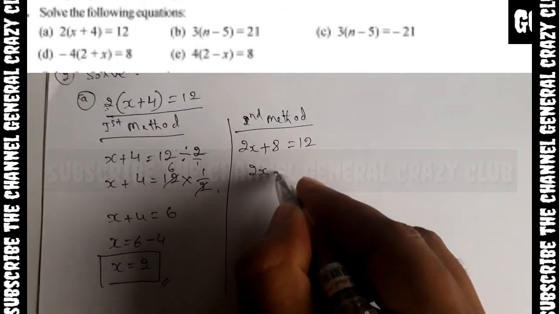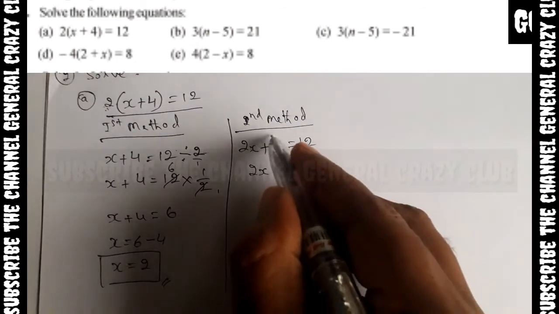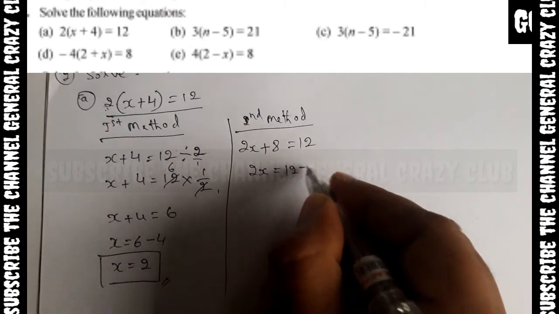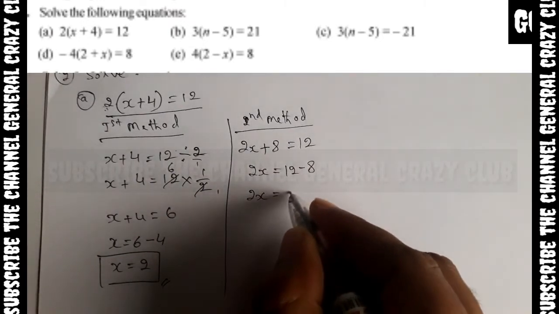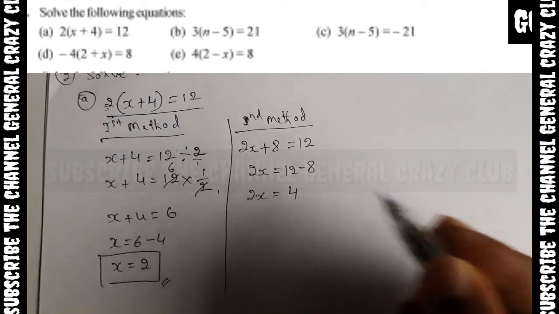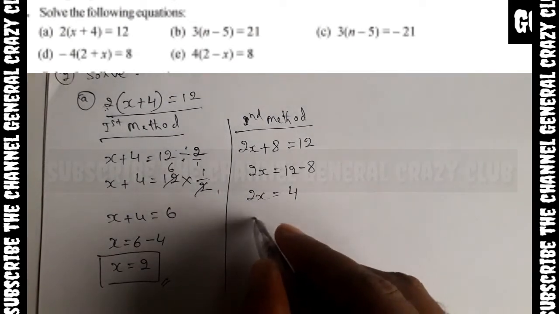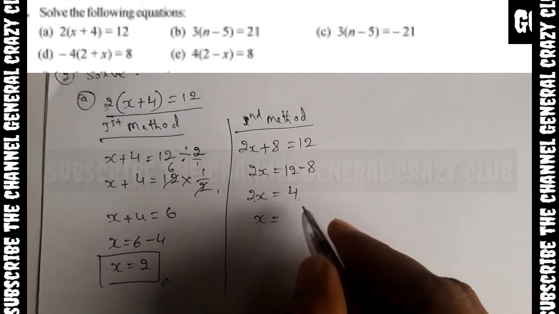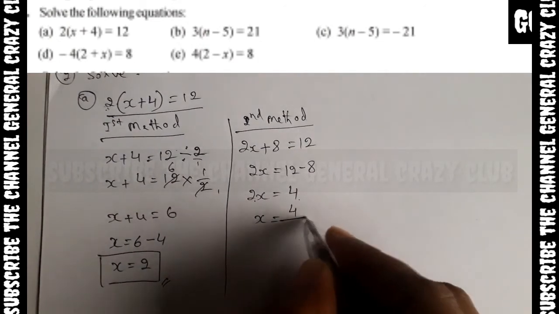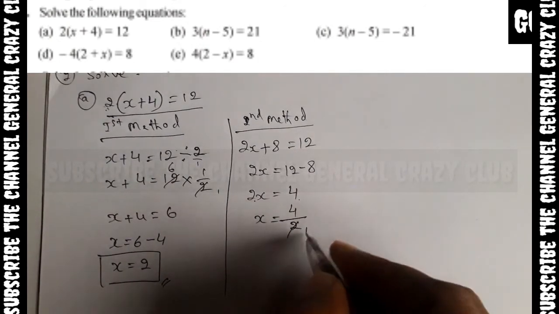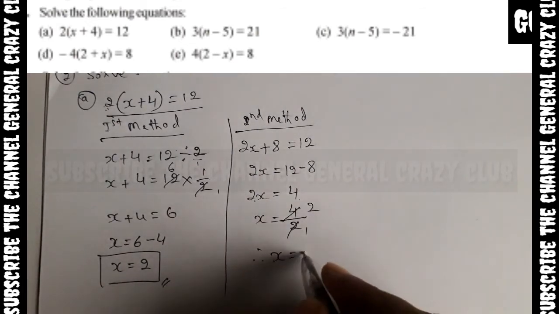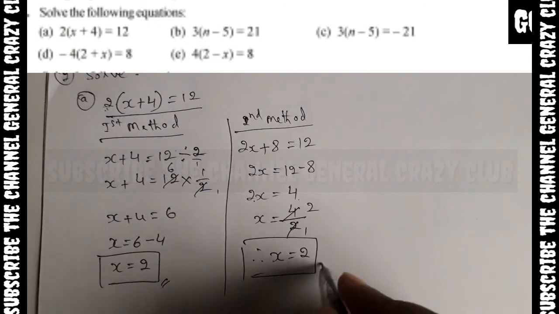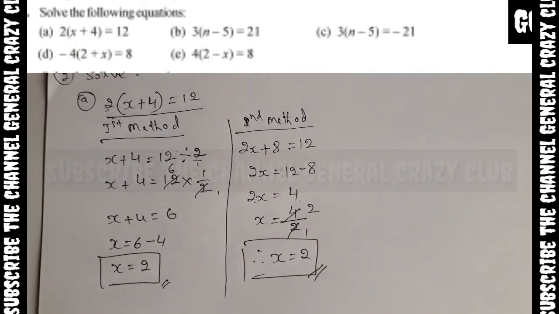2x plus 8 is equal to 12. This plus 8 transposing, minus 8. 2x is equal to 12 minus 8, 4. x is equal to, here multiplication, it is transposing, 4 divided by 2. 2 twos are 4. That means therefore x is equal to 2. Answer is x is equal to 2.